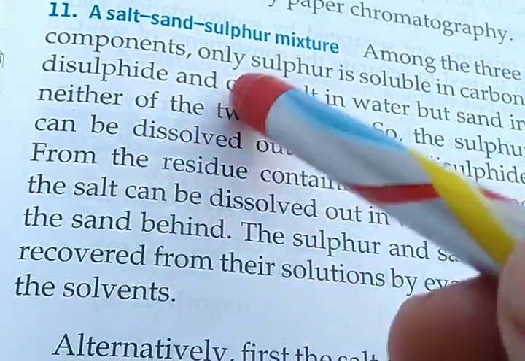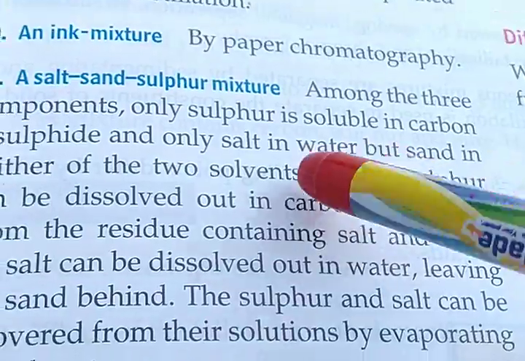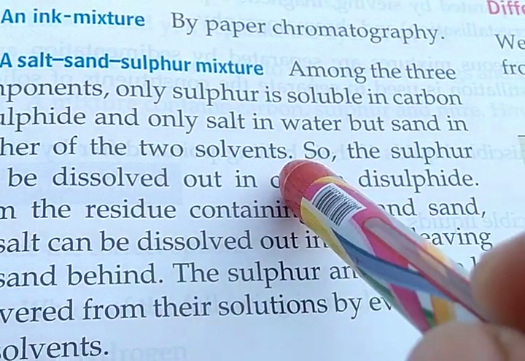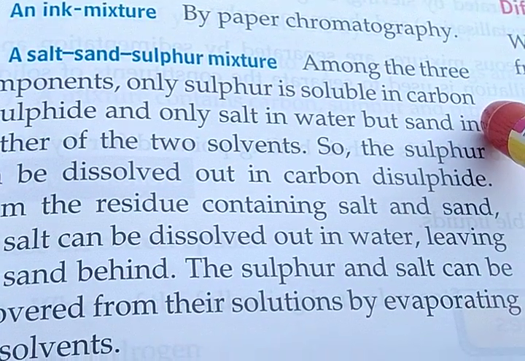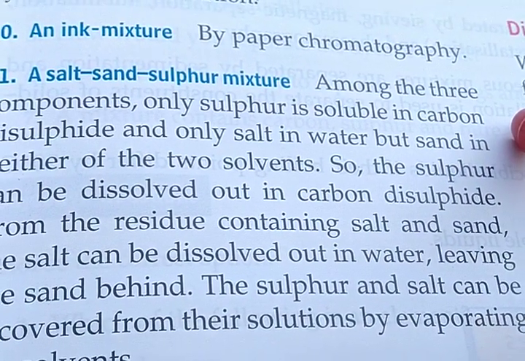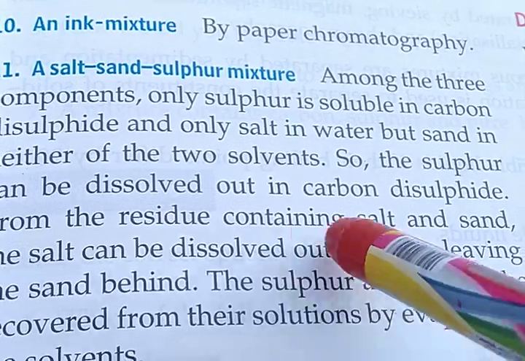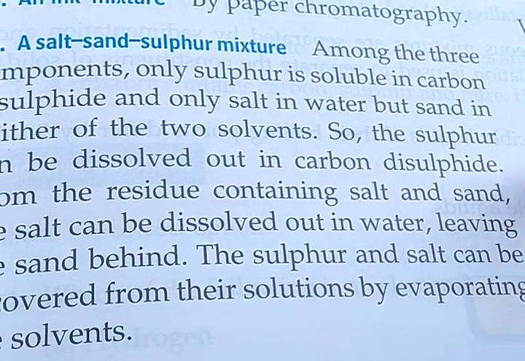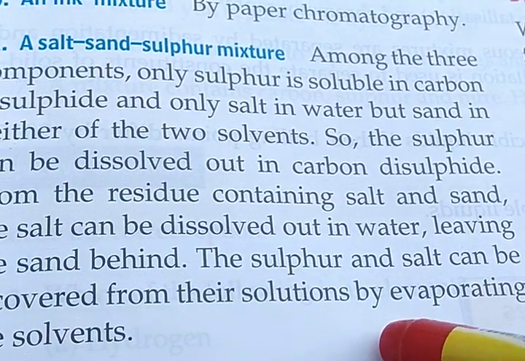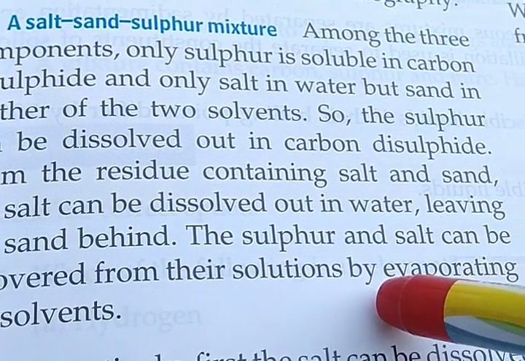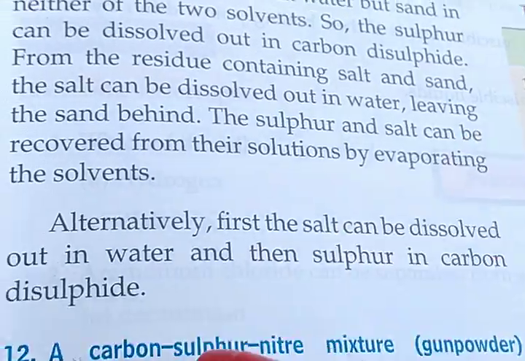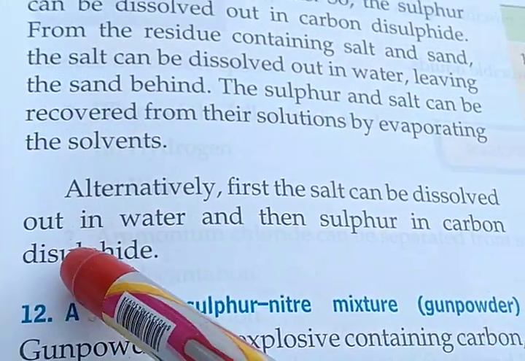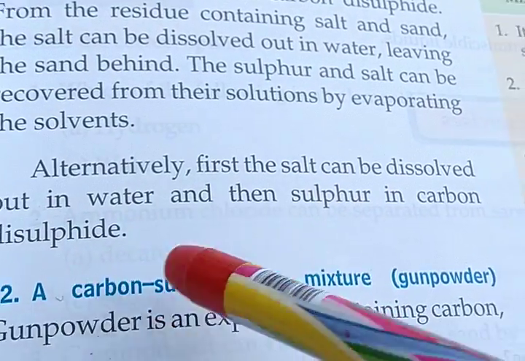So when we apply carbon disulfide, sulfur is separated from the mixture. Then when we use the filter paper, sand is the residue, and when we evaporate the remaining solution, salt will be obtained in the form of crystals. Alternatively, the salt can be dissolved out in water first, then sulfur in carbon disulfide.